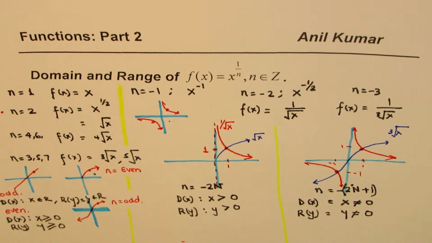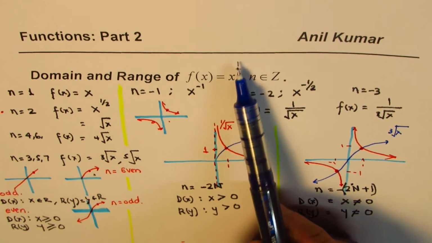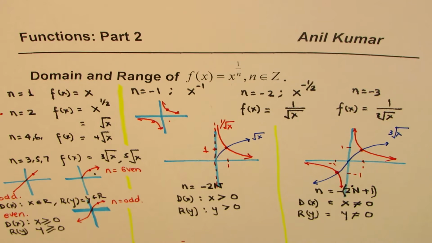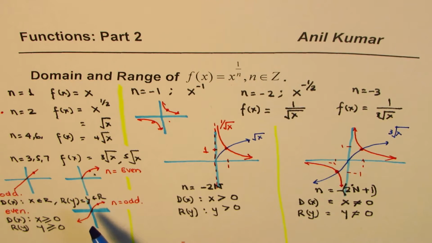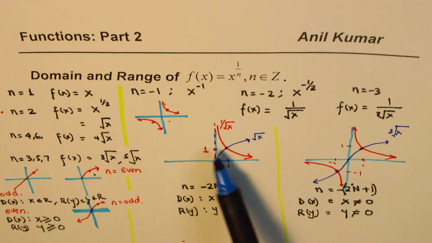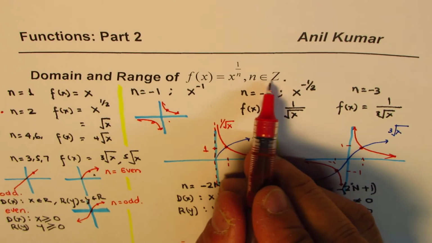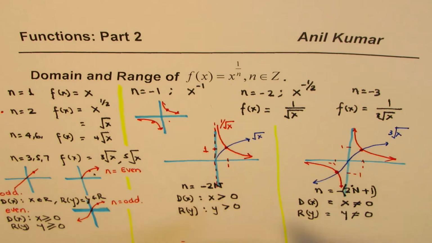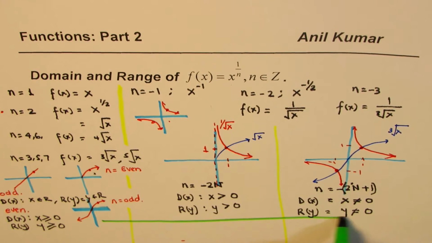So I hope with this, we can conclude that the graphs of x to the power of 1 over n for different values of n will be, if n is positive, something like this. However, if it is negative, then it will be something like this. We are still left with two different values. n is all integers, right? So what happens when n is 0 or when n is infinity, right? So we can conclude it here.